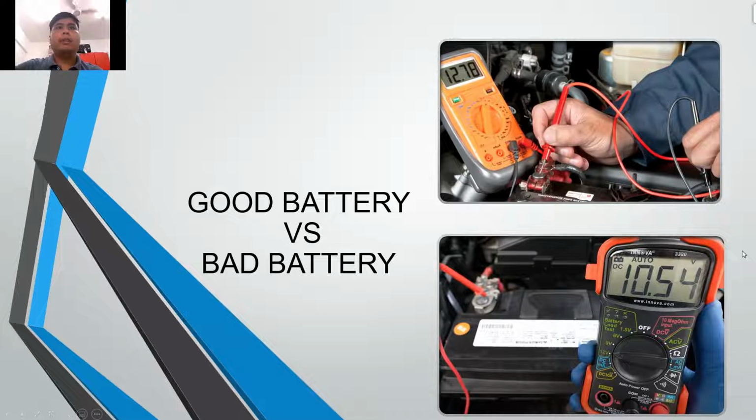These are the figures of a good battery and a bad battery. The good battery is the picture above here, which shows a voltage of 12.78 volts. We can declare it is a good battery because it shows a voltage above 12 volts. And the bad battery is the picture below here, which shows a reading below 12 volts, which is 10.54 volts.